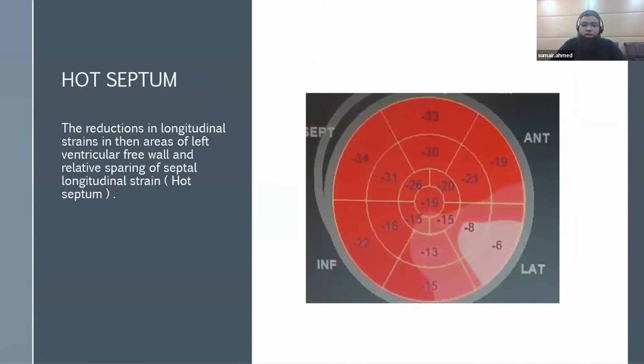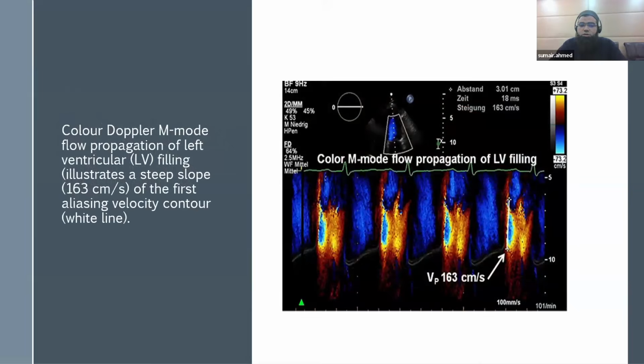So this is also one of the interesting GLS findings, because during the strain we see that the pericardium is tethered to the lateral wall, and the septal E prime becomes greater than 9. So septal GLS becomes more preserved, greater than -20, because laterally the E prime decreases and medially the E prime increases. So there is a reduction in the longitudinal strain in the areas of the LV free wall and relative sparing of the septal longitudinal strain. This is also color M-mode.